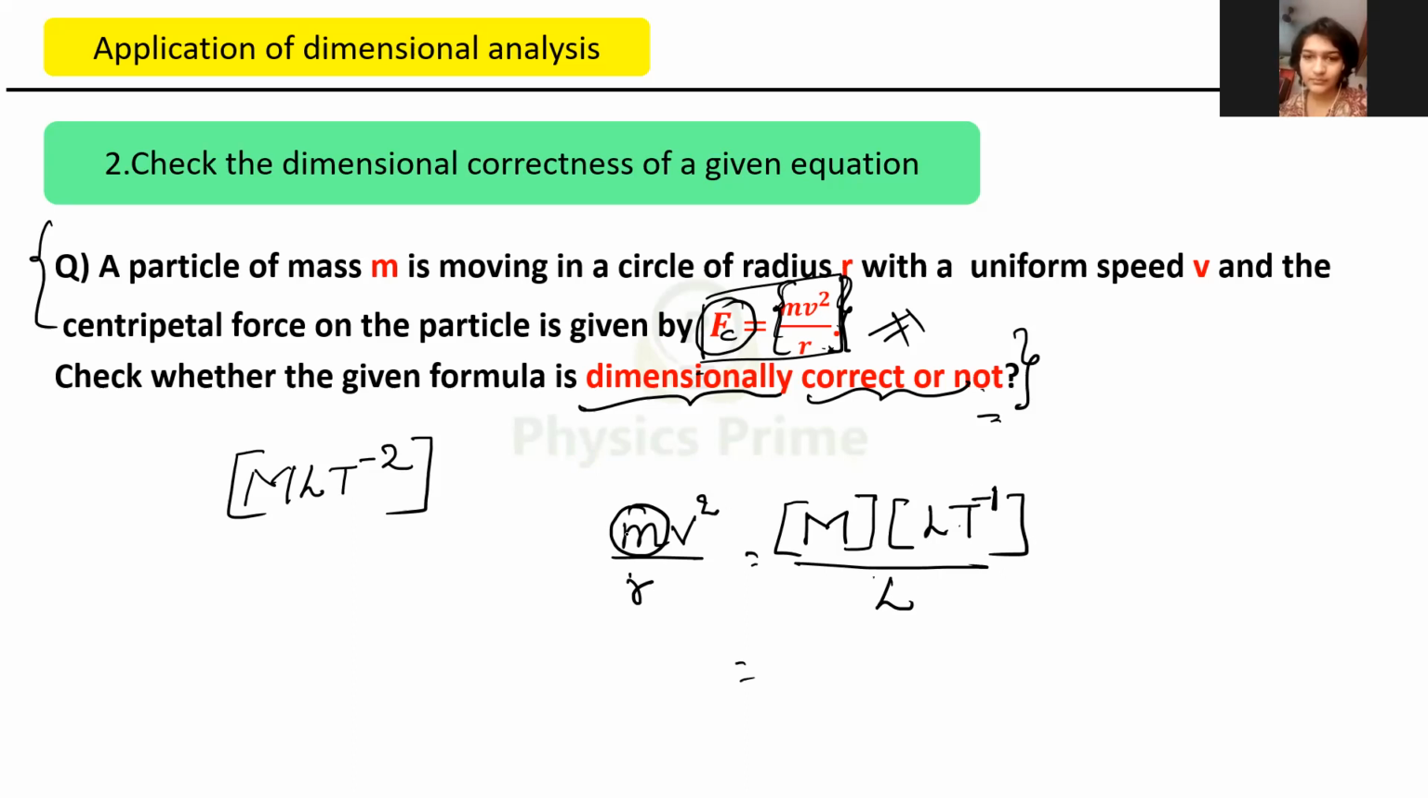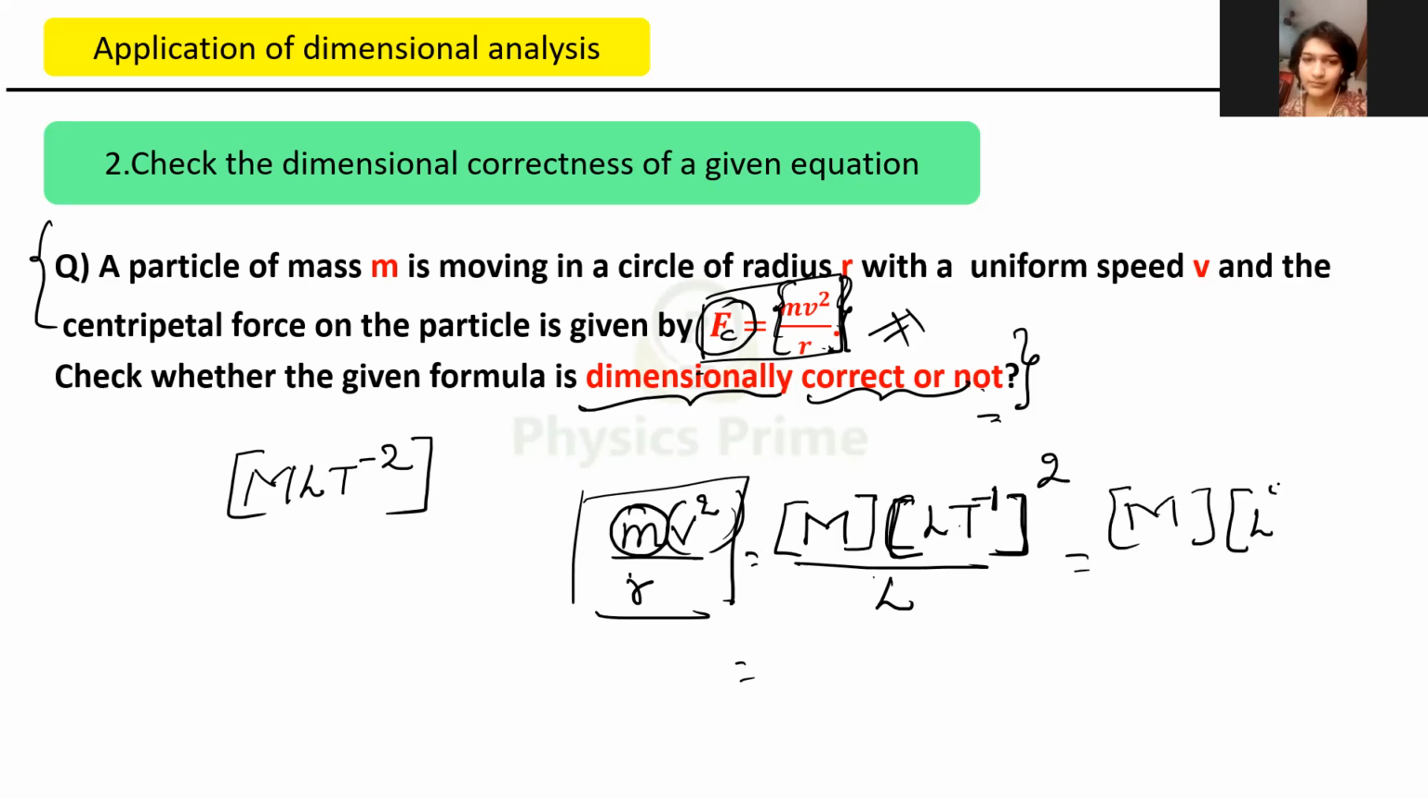Now, mv square. V square means what? This is the velocity dimension, and we have to put the whole power 2, right? In this formula, I'm just finding out the dimensional formula of mv square by r. Check it now. M into L T power minus 1, whole power 2, means L square T power minus 2, right?